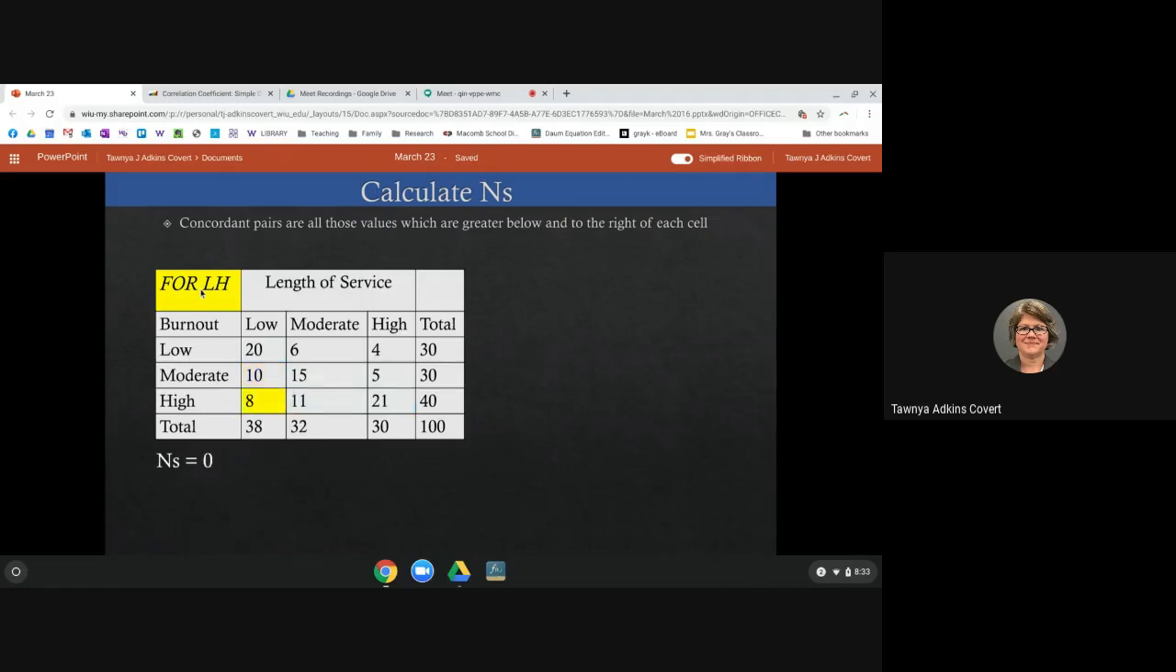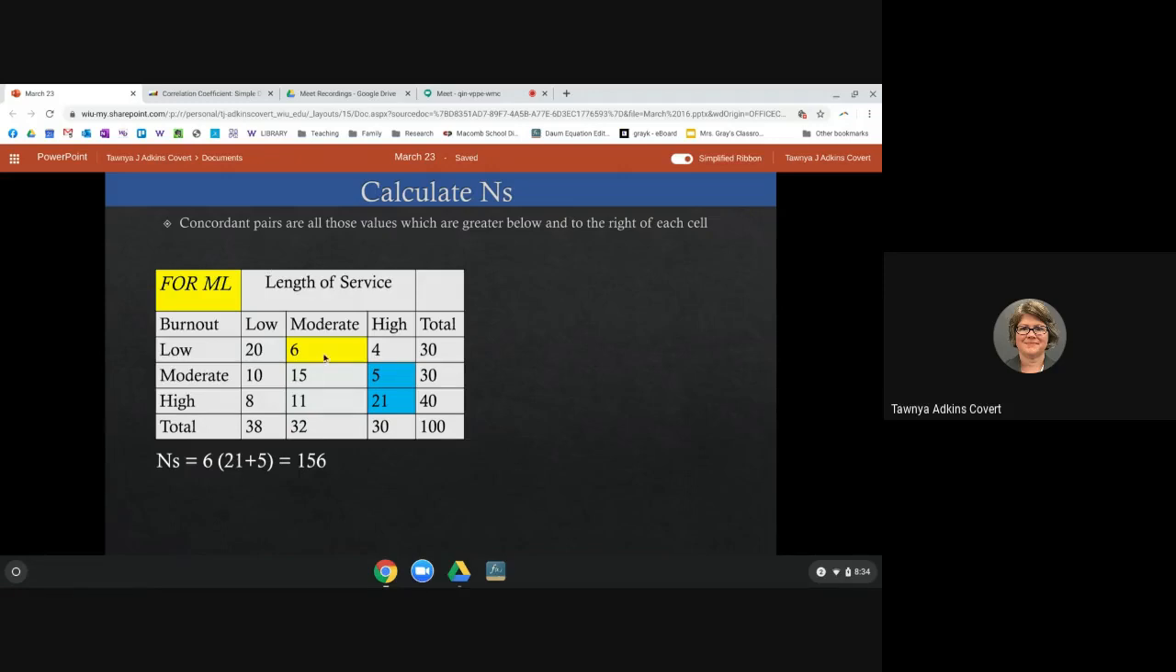So now we are dealing with low length of service and high burnout. And so if you see, this is our highlighted cell. There's nobody above it. These are our total rows. Those don't get included. So this cell is by itself. So it would be 8 times 0, or 0. And we're going to continue to do this for all of our cells in the table.